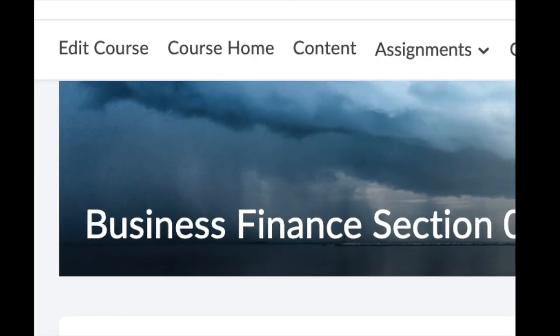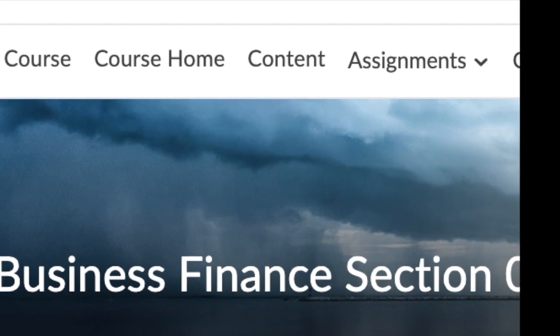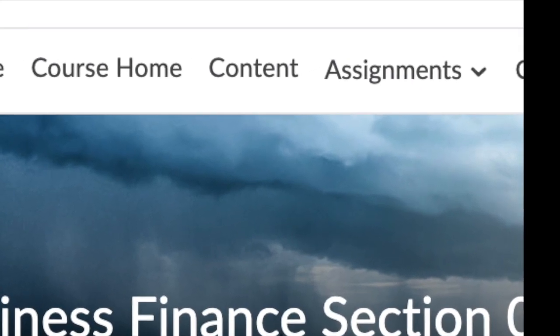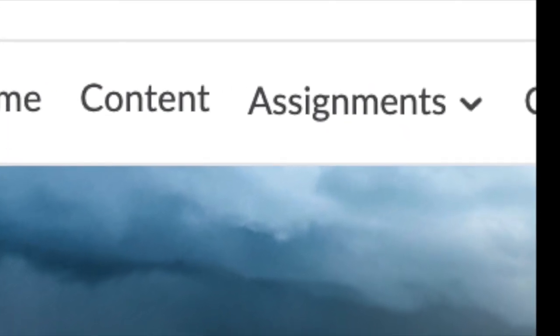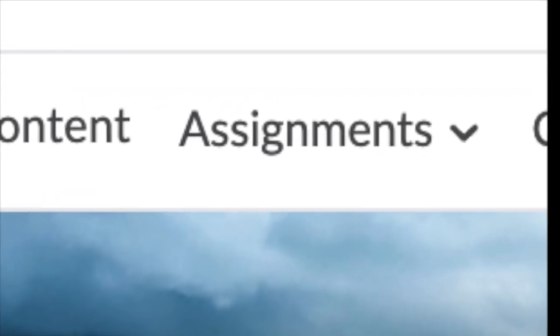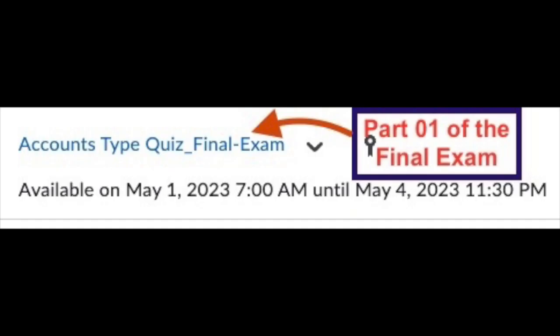When you actually take the final exam and you go into the D2L page, you will see two tests. You'll see the accounts type quiz final exam, and you'll see an exam labeled final exam alternative. The first one, the accounts type quiz final exam, will assess your understanding of basic accounting. You'll have approximately 15 minutes to do that portion of the exam.